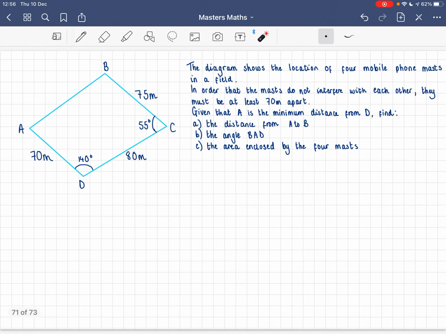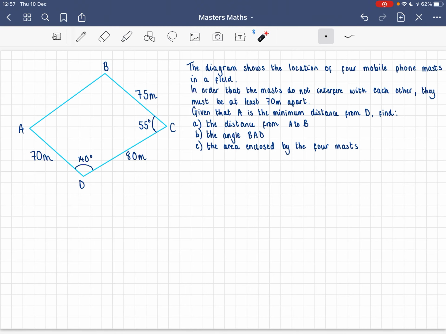Here you have the location of 4 mobile phone masts in a field. So you've got A, B, C, and D. So that they don't interfere with each other, they must be at least 70 meters apart. Given that A is the minimum distance from D, this is the smallest that it can be.